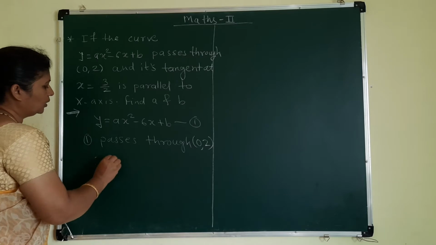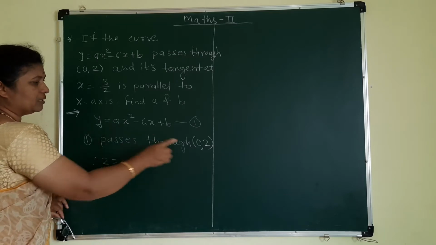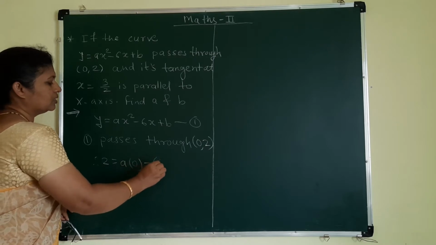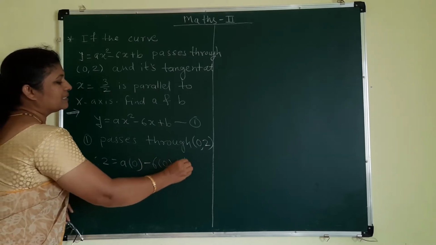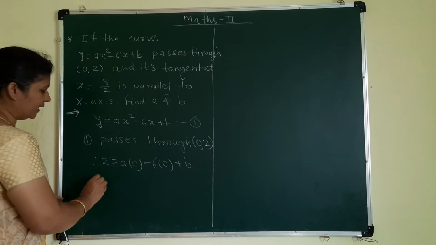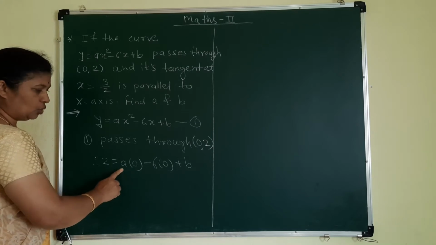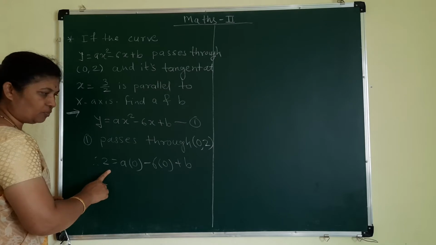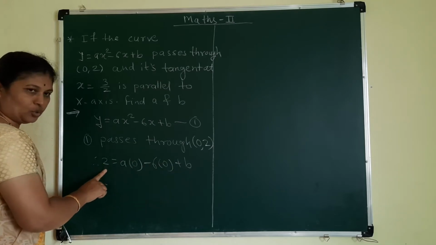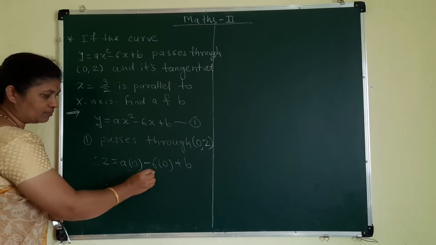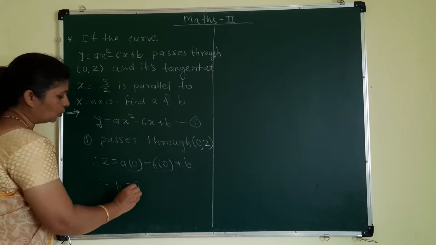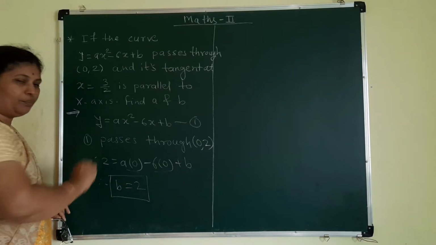Therefore 2 is equal to a into 0, the x coordinate is 0, minus 6 times again 0, plus b. So what will I get? Look at this, 0, 0, and here remains only b. So what is the value of b? b is equal to 2. Look at these values, this will become 0, this will become 0. So b is equal to 2. Thus I get the value of b.